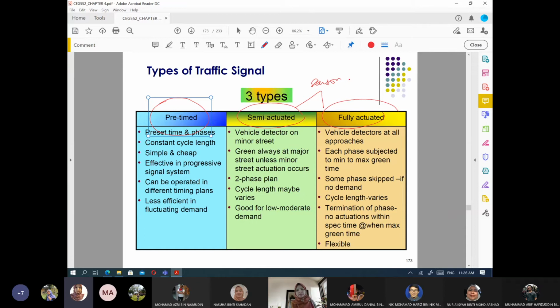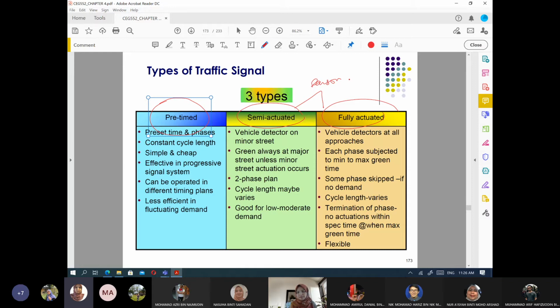Progressive means that all the time dia ada progress, dia ada bilangan kenderaan yang lalu. Dia tak boleh jalan yang hanya banyak kenderaan when it is early in the morning or maybe in the evening time when people coming back from work. Okay, tak boleh kalau macam tu.